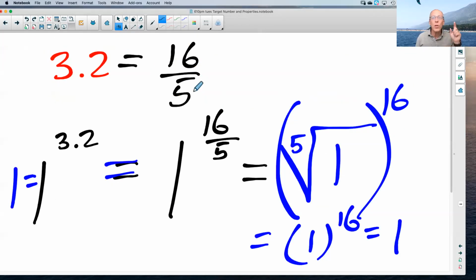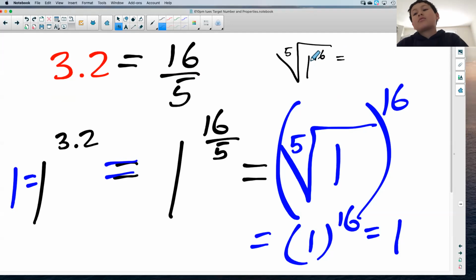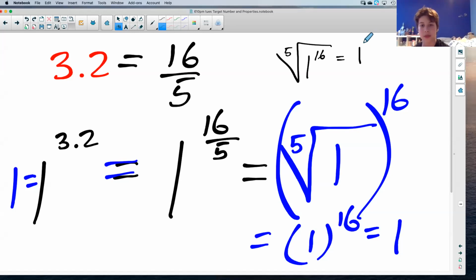Let me just give you a little proof for that, because don't take my word for it, okay? If I wrote for you the 5th root of 1 to the 16th, you guys agree that 1 to the 16th is still 1, and the 5th root of 1 is still 1. But that's because we're assuming a is 1. What if a is different than 1?